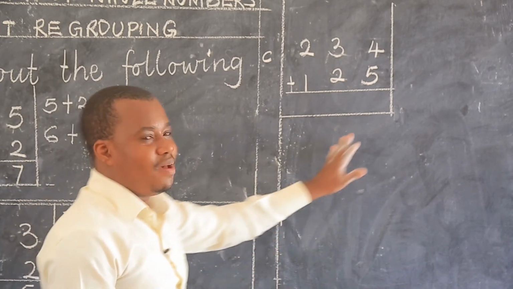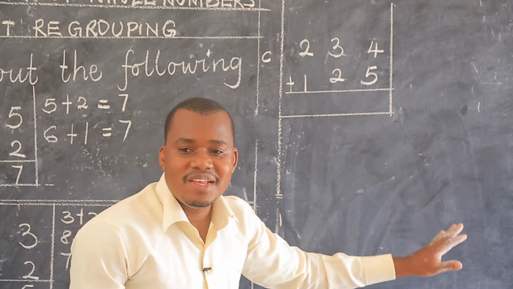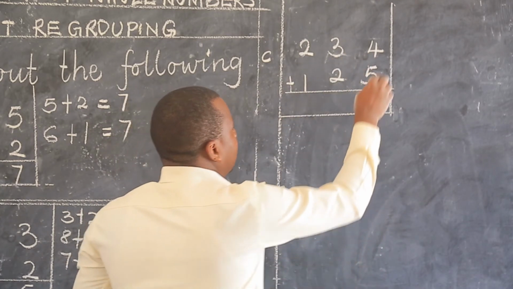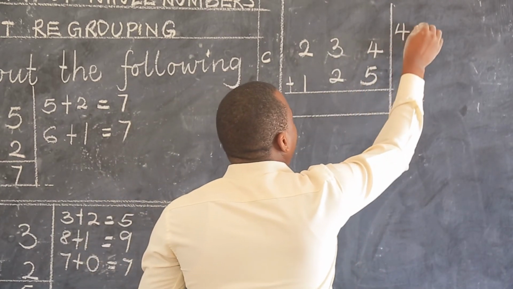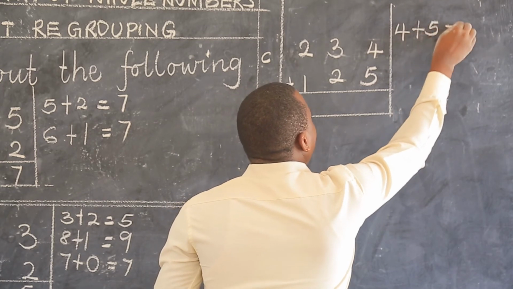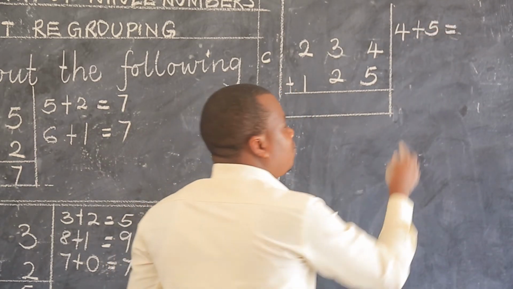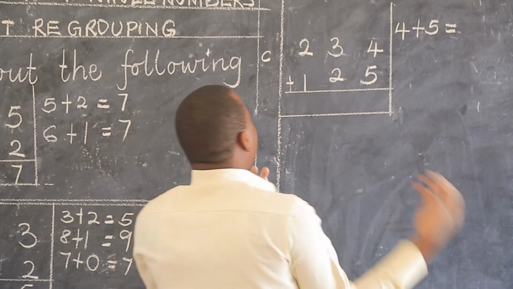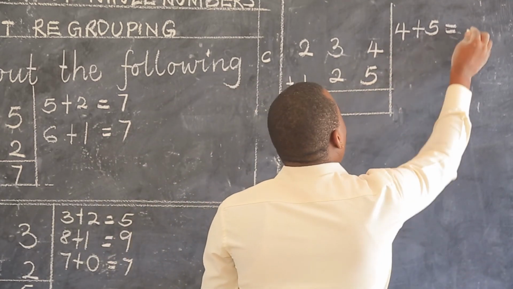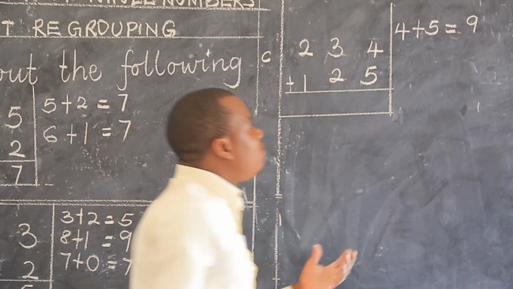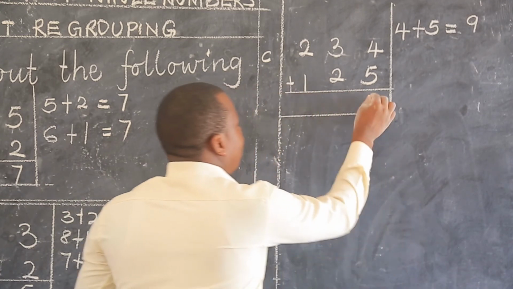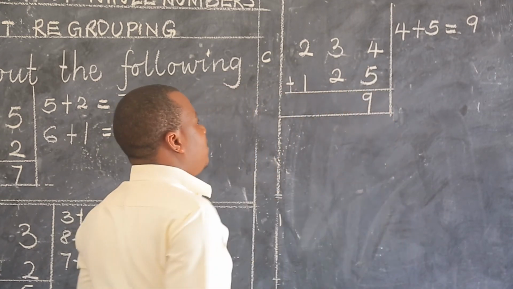Where do we begin from, my children? We begin from place value ones. So we are going to begin from here. So what shall we have? Have 4 plus 5. What is 4 plus 5? I'm going to draw 4 and 5, then count them all together. But I have the answer already. 4 plus 5 is 9. I hope here we come and write it there.